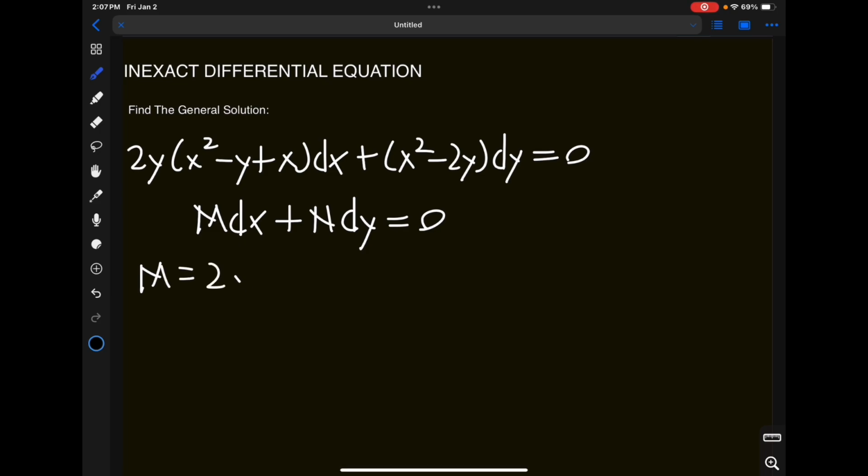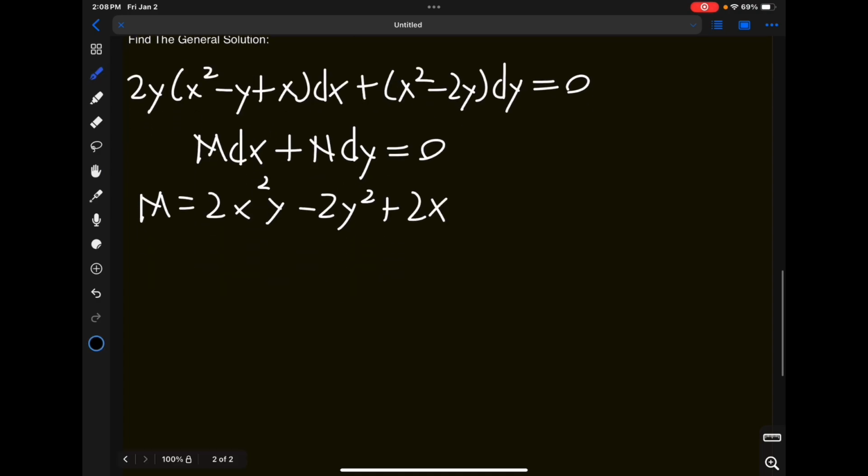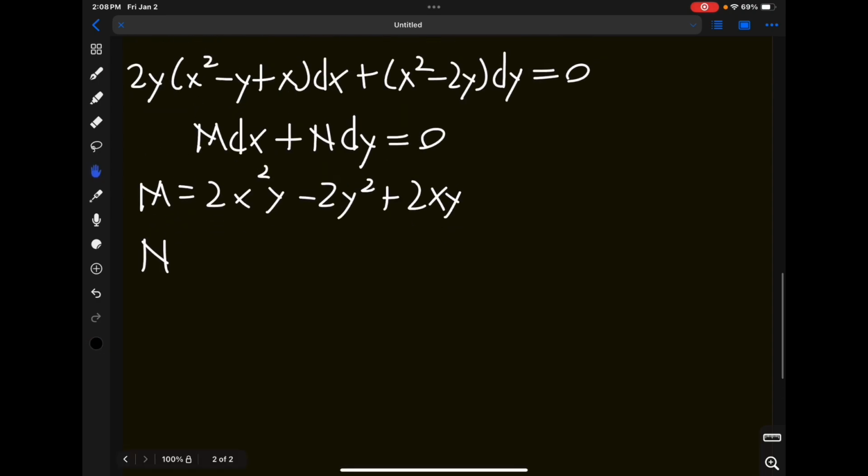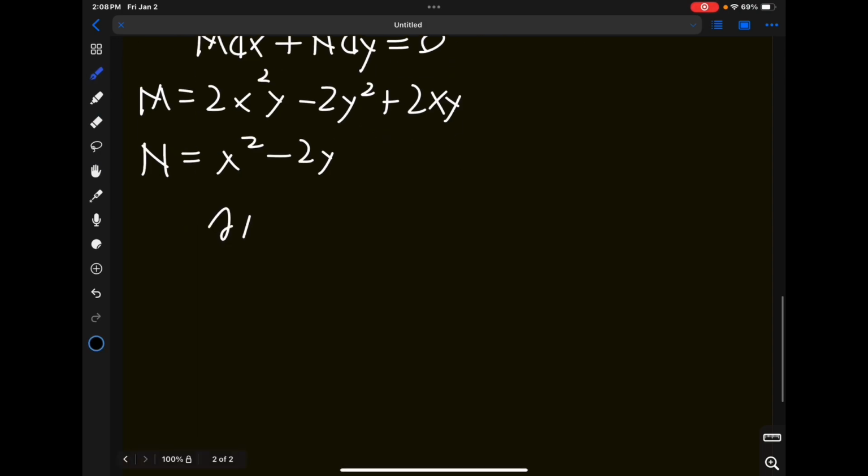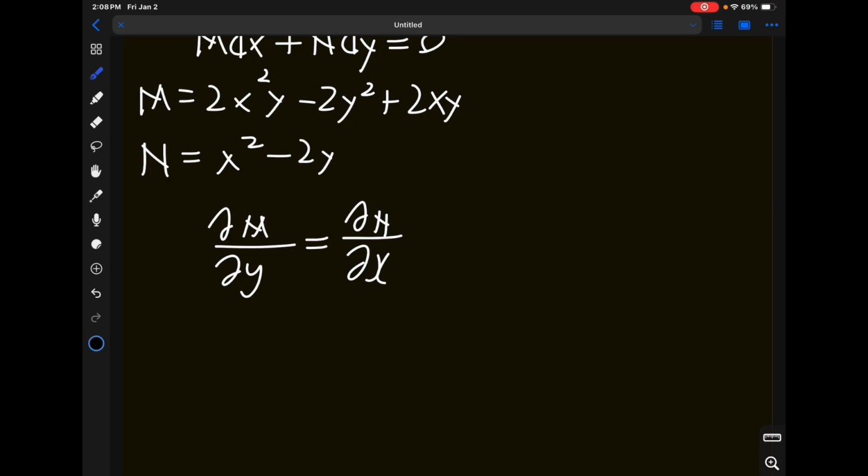M is 2x squared y minus 2y squared plus 2xy, and our N is x squared minus 2y. Now, to test if this DE is really exact, we are going to use this formula: the partial derivative of M with respect to y is equal to the partial derivative of N with respect to x. That's our goal if the DE is exact. If they are not equal, then it is inexact or non-exact DE.